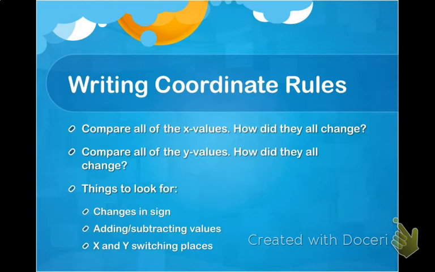Some things that you might look out for would be changes in sign. Did all of the x values become negative? Did it become positive or negative? Adding and subtracting values. Did the same number get added and subtracted from each x or y value? And maybe the trickiest one is noticing when x and y switch places.